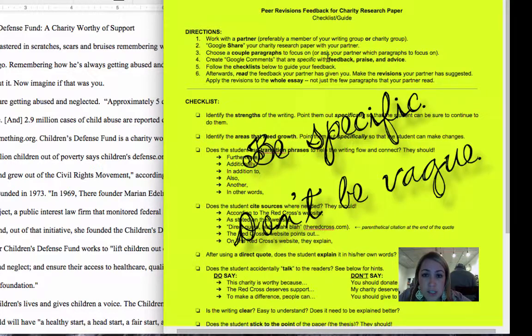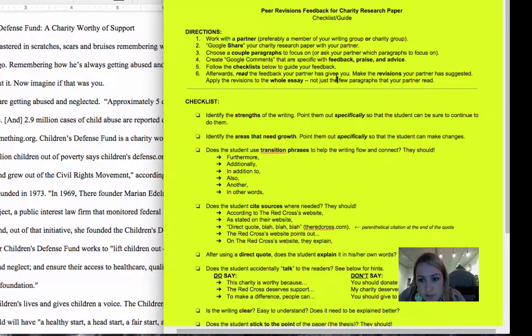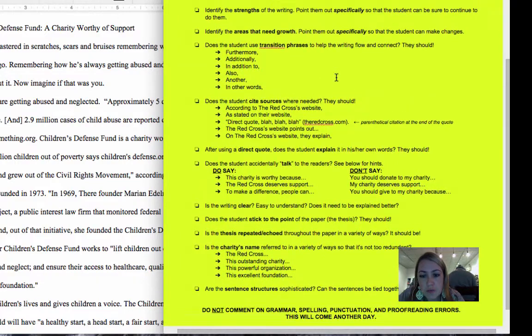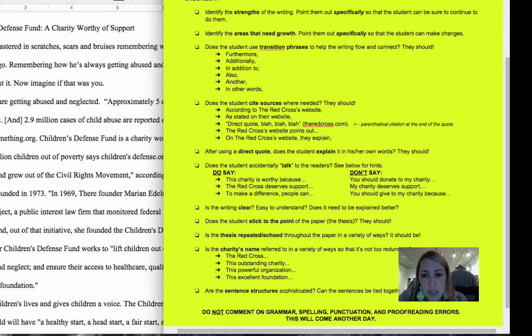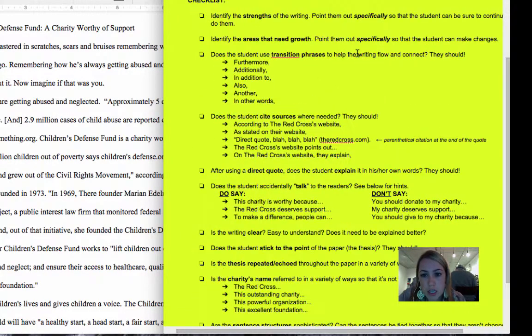Otherwise, it's not helpful. If you just say this is good, this is poor, this is weak, that's not helpful. What's good about it so that I repeat it? What's bad about it so that I can change it? I want you to follow this checklist here. First thing, let me make this a little bit bigger actually.